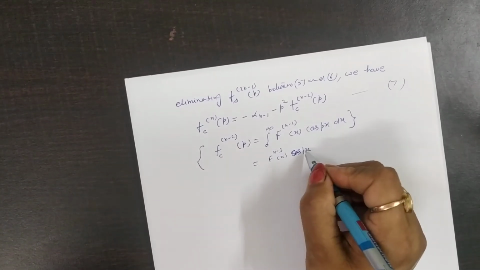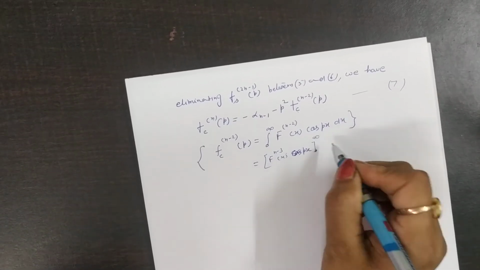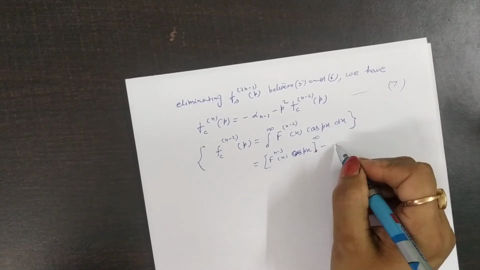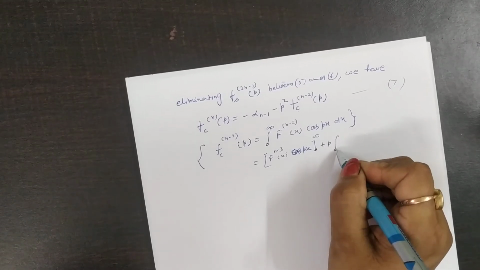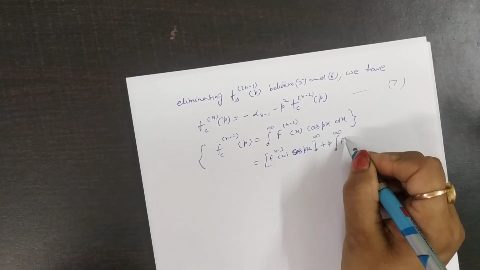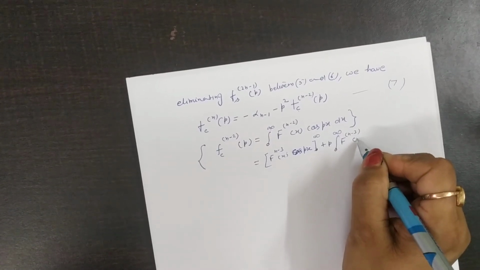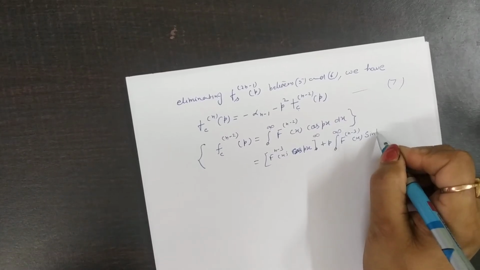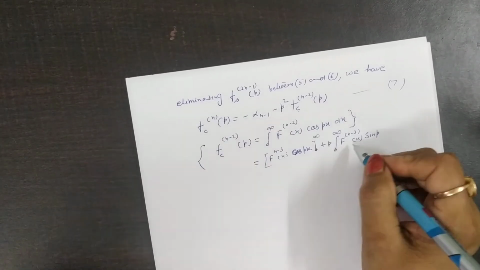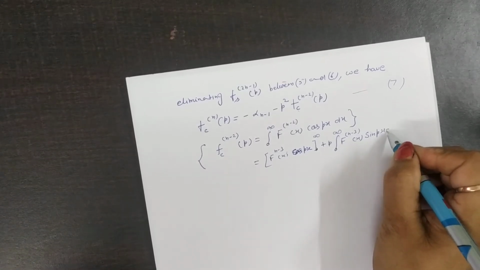Cos px, with limits from 0 to infinity, and minus of, here again minus p times the integral from 0 to infinity of f n minus 3 x and sine px. Differentiating cos px, you get minus, so minus plus, which is this sine px dx.